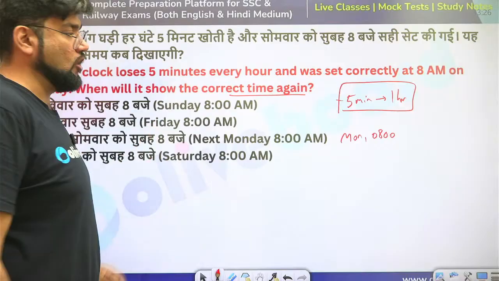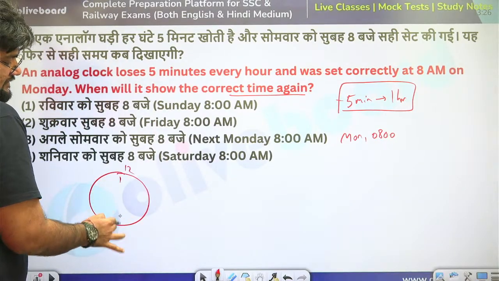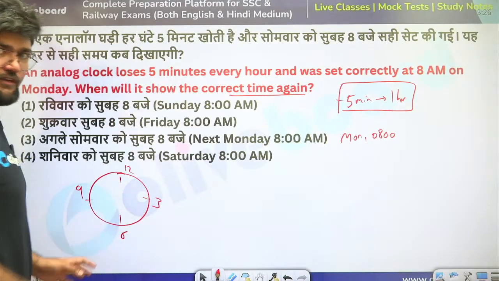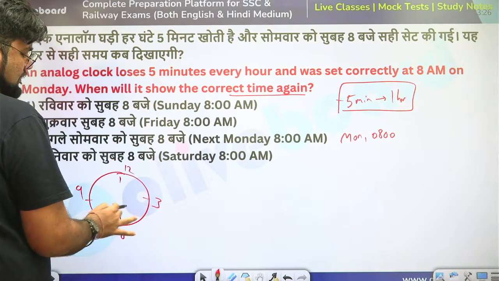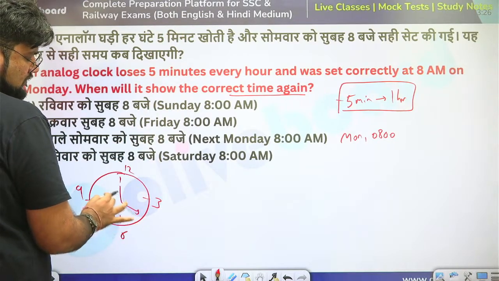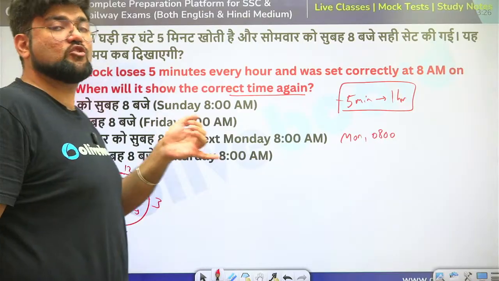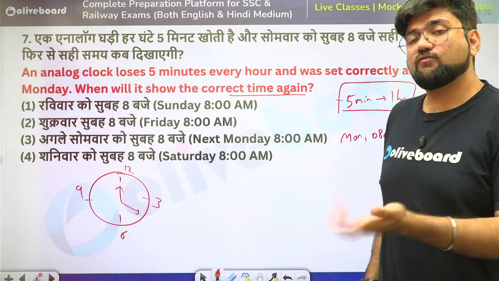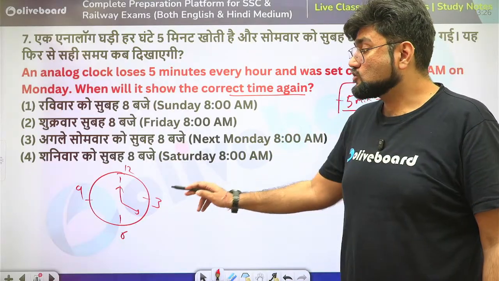If it's an analog clock, that means it's a 12-hour clock, right? It is 12 here, 6 here, 3 here and 9 here. That's it. There's no 13, 14, 15. Correct? Now, it is showing, let's say, any time. Let's say I randomly pick 4 o'clock right now. And now it is going slow. So, tomorrow at 4 o'clock, it will show 3:55. The next day at 4 o'clock, it will show 3:50. The next day at 4 o'clock, it will show 3:45. When will it show the correct time again? When it will go slow by 12 hours.